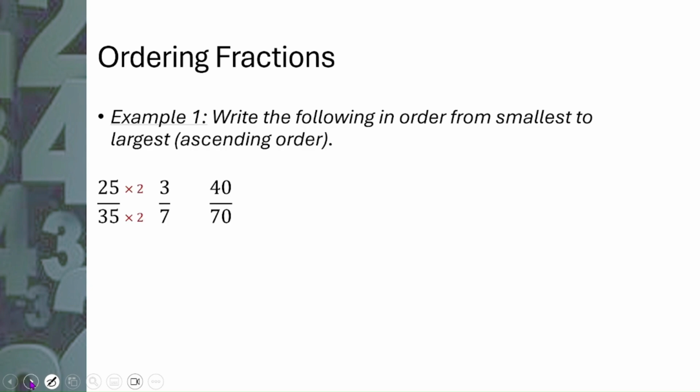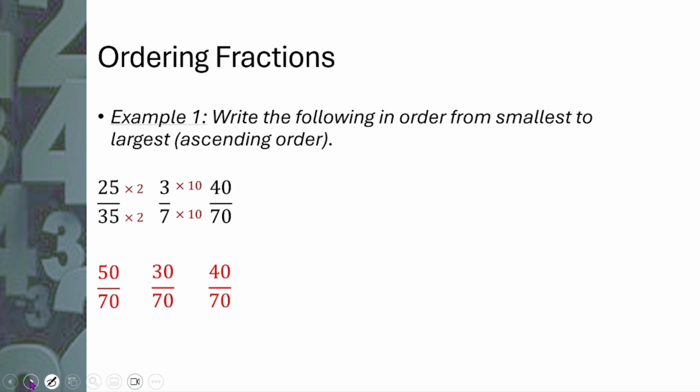But let's just talk about this one. We're going to write these over 70. We're going to double the top and also double the bottom because that's our rule. What we do to the top, we must do to the bottom. Gives me 50 over 70, which means for the middle fraction, we have to times by 10, since 7 times 10 is 70. And of course, then we have to times the top by 10 as well, giving me 30 over 70. And the third and final of those fractions, we don't have to do anything with that. It's just 40 over 70.